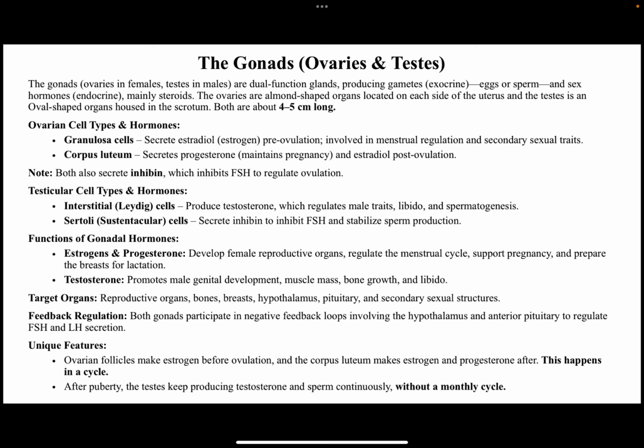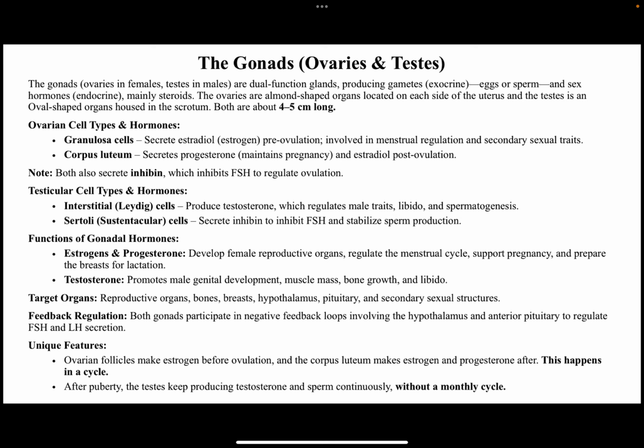For example, the sperm is produced by the male gonads, and it is released into a tube. From the seminiferous tubules to the epididymis to the vas deferens, it goes through a tube or a tract. That aspect makes it exocrine.